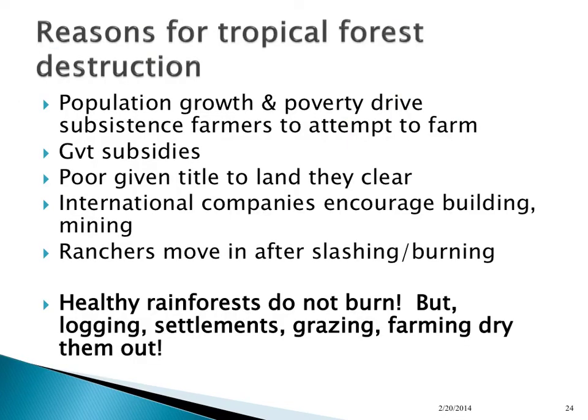So reasons for tropical deforestation, why are they doing it? Well, population growth and poverty really drive subsistence farmers to attempt to farm, although the nutrient level is really poor. Oftentimes governments pay people to cut it down. What they're doing oftentimes is they're burning the wood, and then they use the charcoal that's left over and sell it to other nations that need it for fuel for heat or for cooking. The poor are given title to land they clear. So if you clear that, you make some money off it, you can live on it.